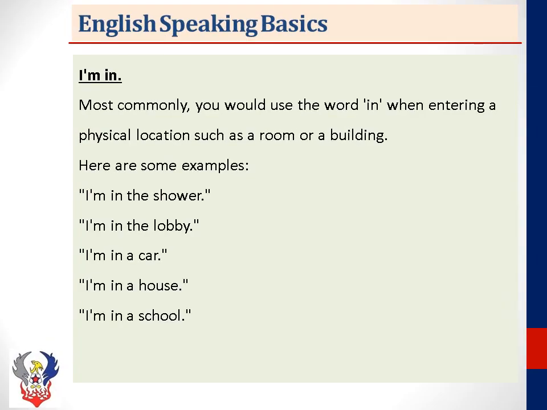Now let us first learn sentences with I'm in, I'm at, and I'm on. Firstly, I'm in. Most commonly, you would use the word in when entering a physical location such as a room or a building. Here are some examples. I'm in the shower. I'm in the lobby. I'm in a car. I'm in a house. I'm in a school.